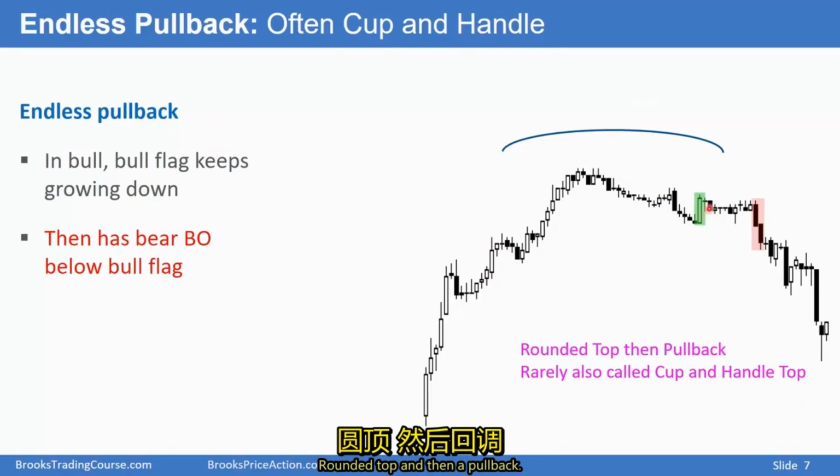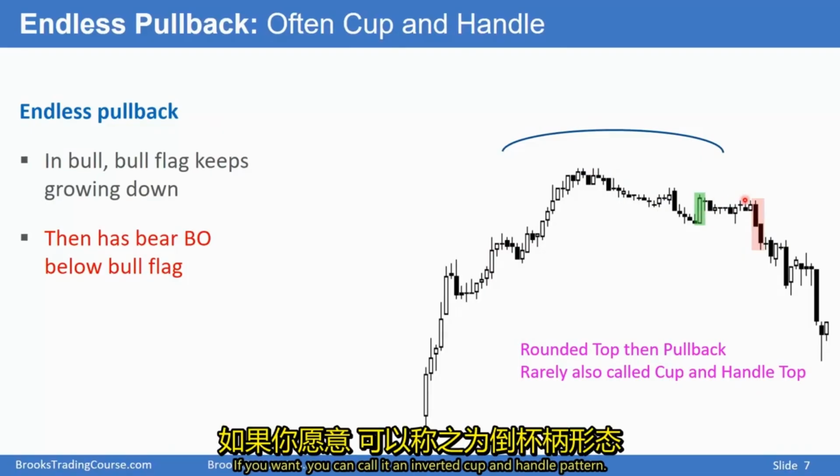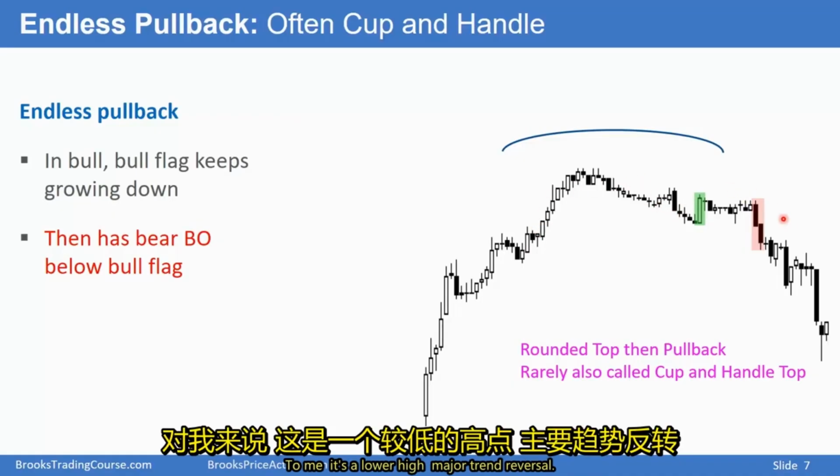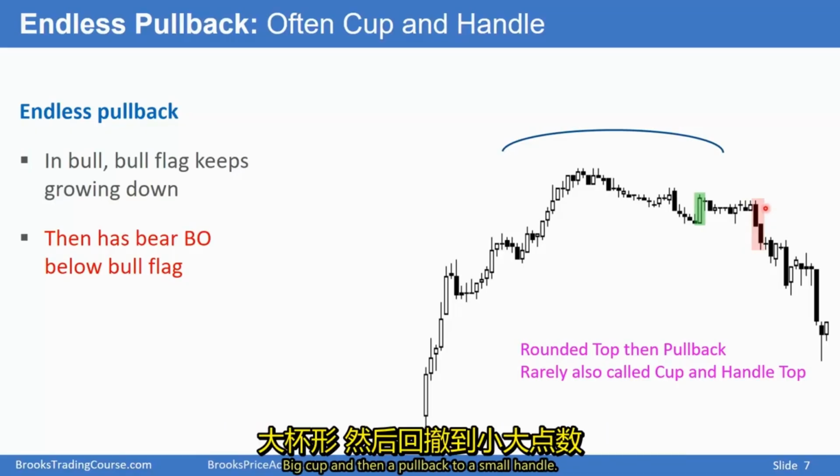Rounded top and then a pullback. If you want, you can call it an inverted cup and handle pattern. So cup and then a handle. To me, it's a lower high major trend reversal. Big cup and then a pullback to a small handle.